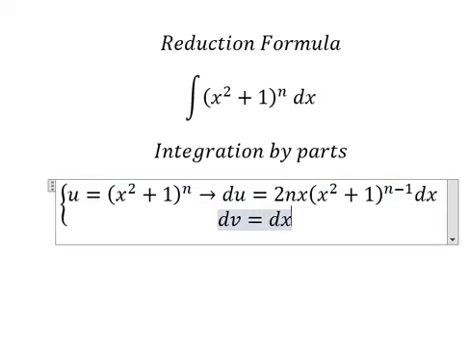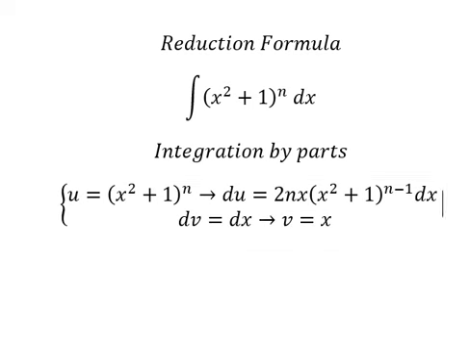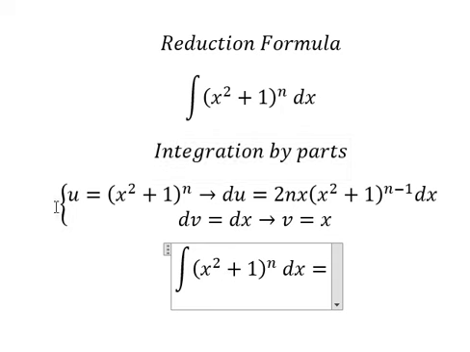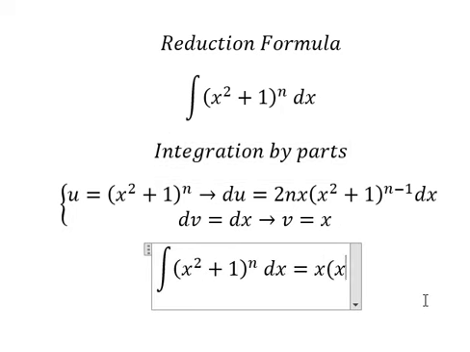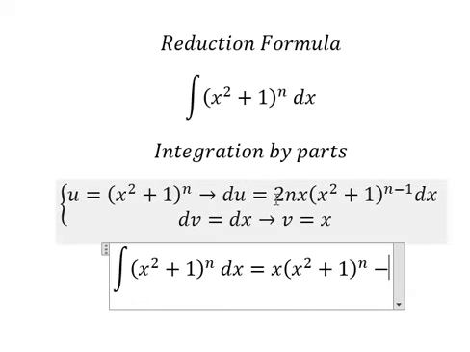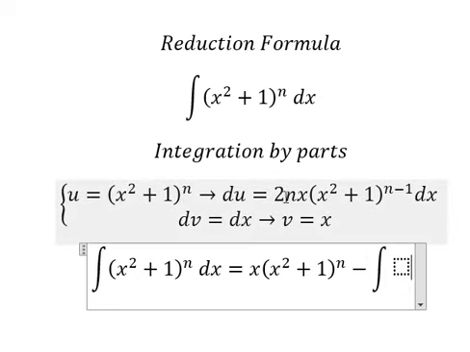dv is the x. The integration of this one, we have v equals to x. So we have u multiplied by v, minus the integration of v multiplied by du. So we have 2x squared.